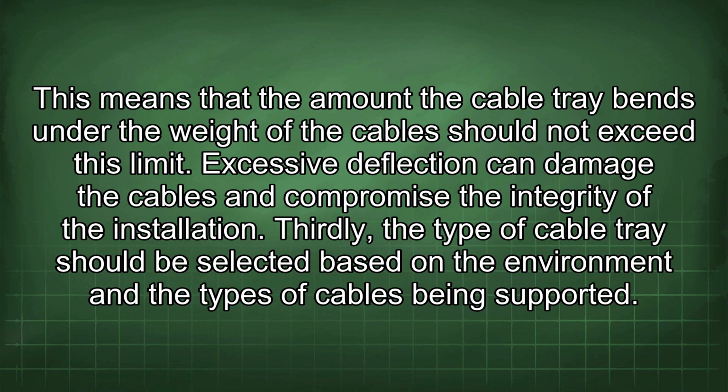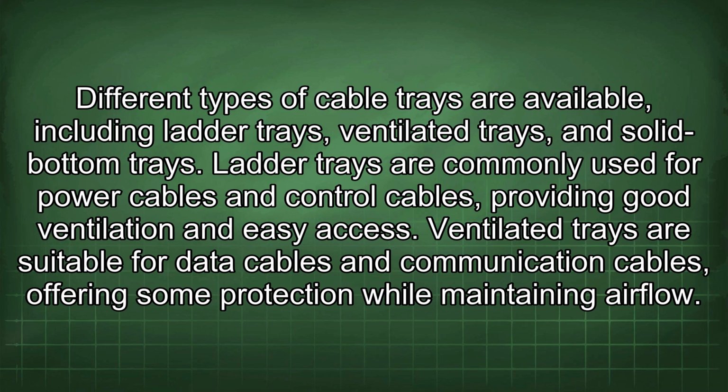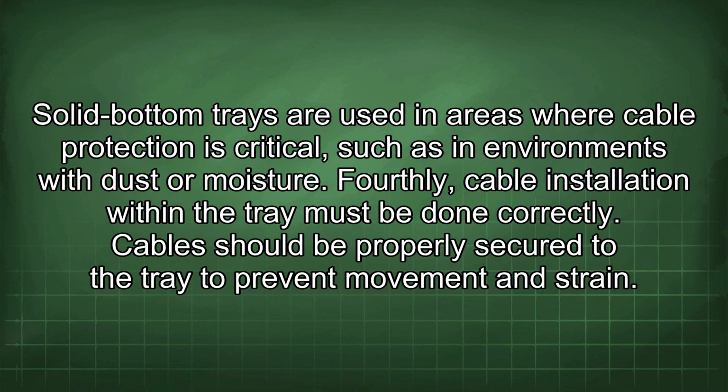Thirdly, the type of cable tray should be selected based on the environment and the types of cables being supported. Different types of cable trays are available, including ladder trays, ventilated trays, and solid bottom trays. Ladder trays are commonly used for power cables and control cables, providing good ventilation and easy access. Ventilated trays are suitable for data cables and communication cables, offering some protection while maintaining airflow. Solid bottom trays are used in areas where cable protection is critical, such as in environments with dust or moisture.